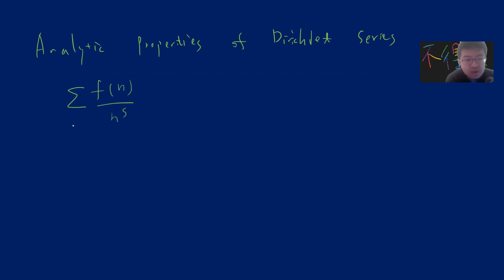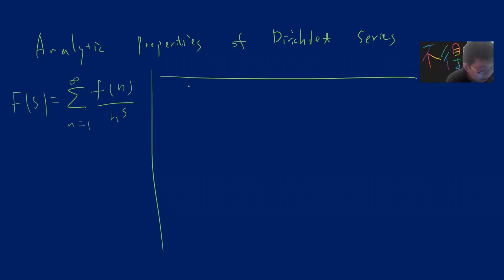Okay, so this is the Dirichlet series. A simple example is the Riemann zeta function, if you choose all these f(n) to be 1. We want to study the convergence and the properties of the Dirichlet series. Let me quickly state the results. The first result is what I call absolute convergence.